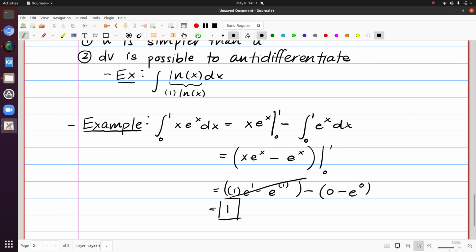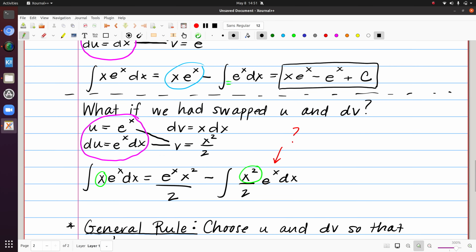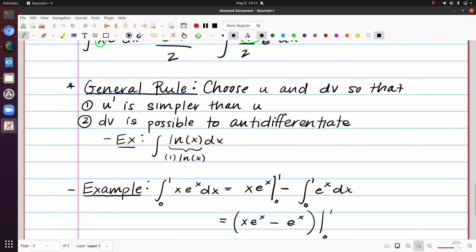So not as much of a warning there with definite integrals, but again, like I said, the most common mistake I might see is somebody forgetting to evaluate the middle part there.